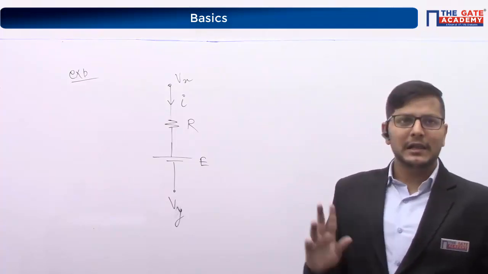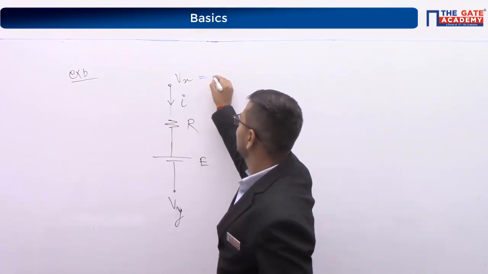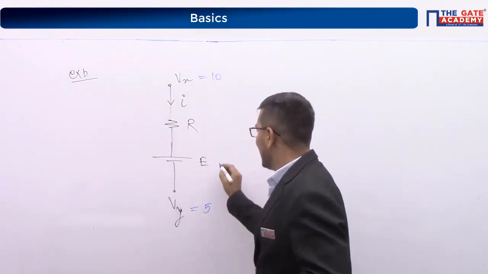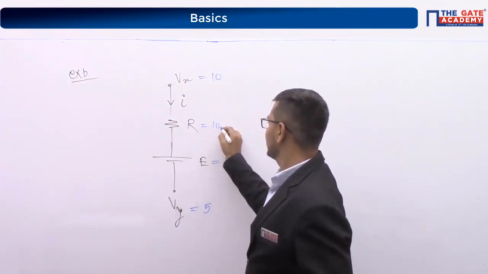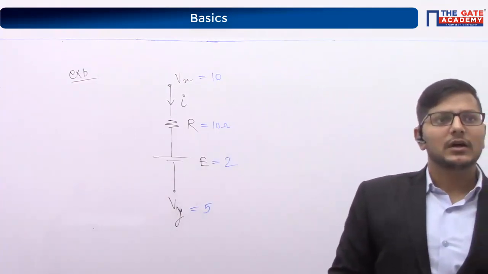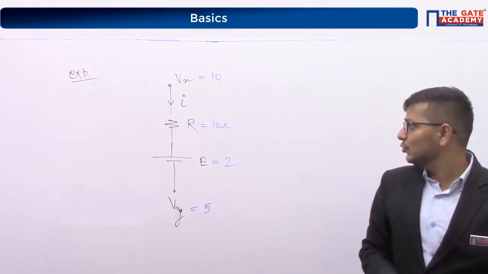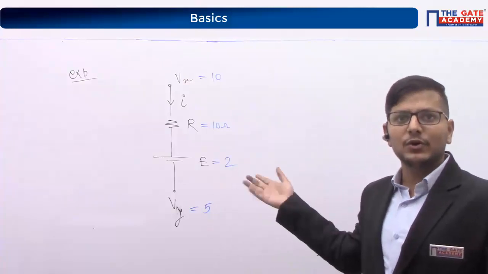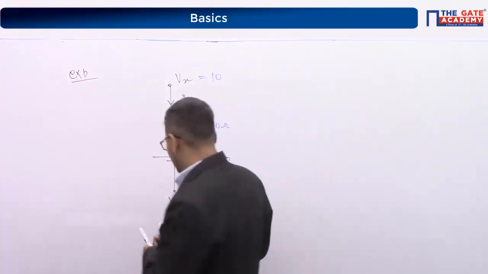Okay, I'm going to give the data. Let the value of Vx be 10, Vy is 5, this one is 2 volt, and this one is 10 ohm. With this data, tell me the numeric value of the current. It's very difficult for you to type in alphabetic form. Just take the values and tell me the answer. Okay guys, let me check.